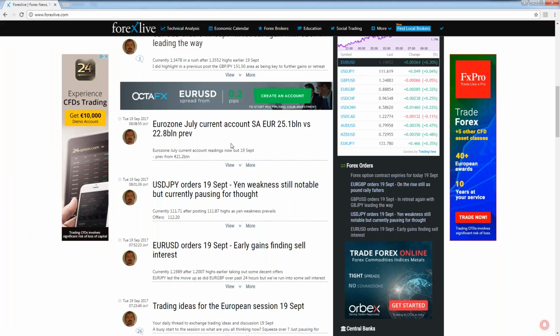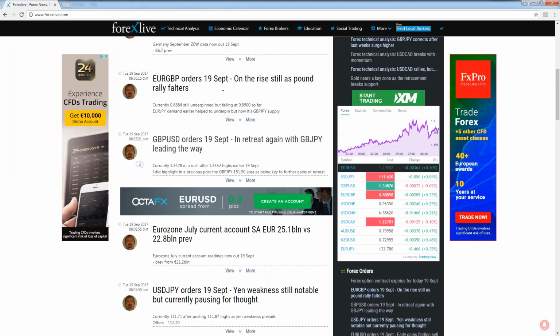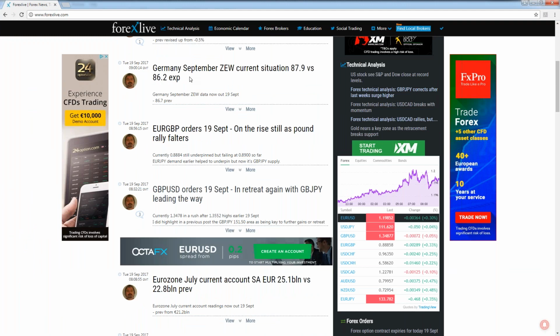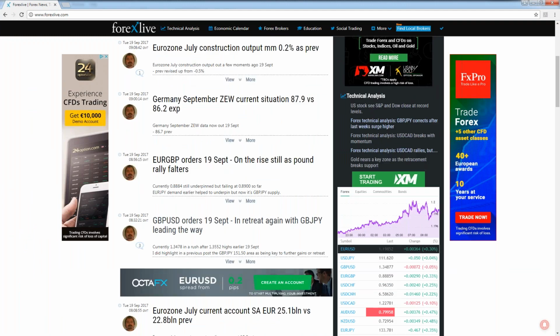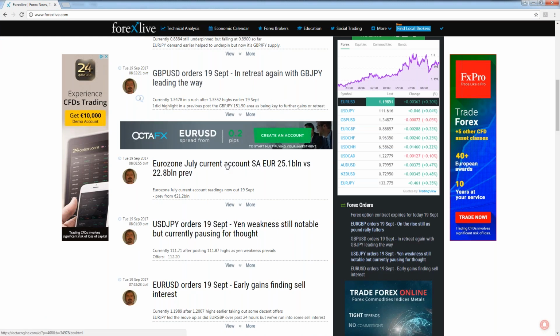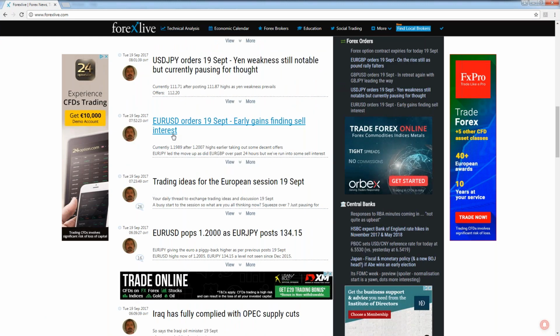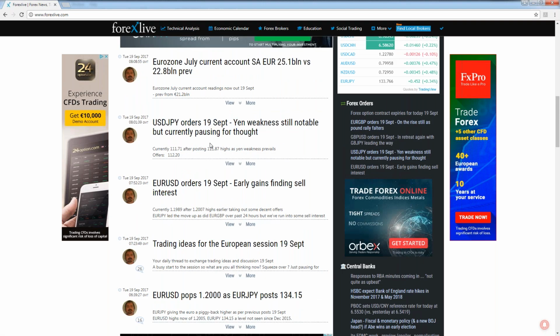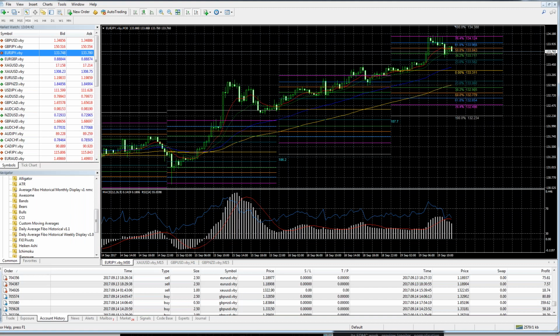Everything's being confirmed fundamentally. Euro pound orders, German data, Eurozone construction. The German data is not confirmed yet, but again, we'll wait for confirmation on that. And again, euro dollar orders finding early gains. Now, this is interesting. Dollar yen has nothing to do with the euro, you might say, but look at this, dollar yen. Let's look at how the euro has performed against the yen and also the dollar.